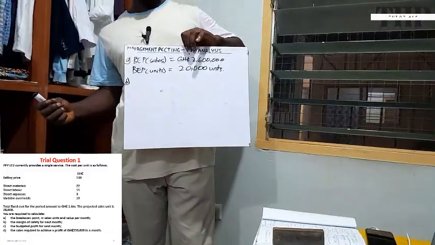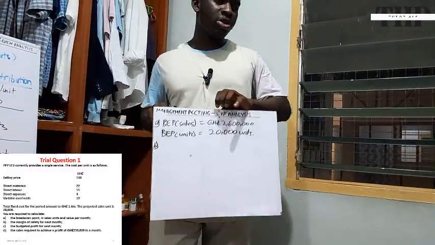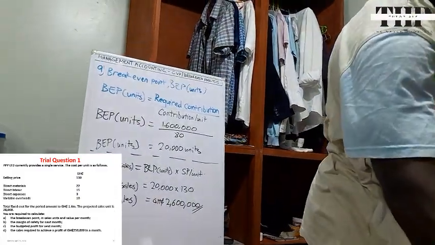Alright, so I'm moving on to the B. So the B aspect. The B says that what? The margin of safety for the next month.